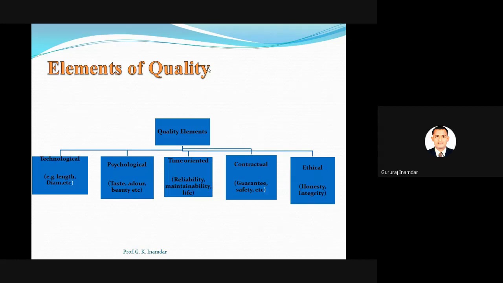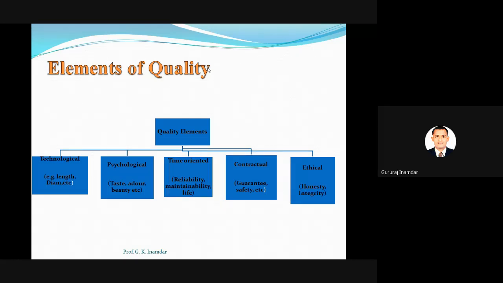Is it right? Contractual, guarantee or safety. Okay, so you have to give that guarantee of that product. Safety, okay, that product should not be hazardous. Okay, so that points also we have to consider. Now these are the elements of the quality. Ethical, honesty and integrity, definitely.